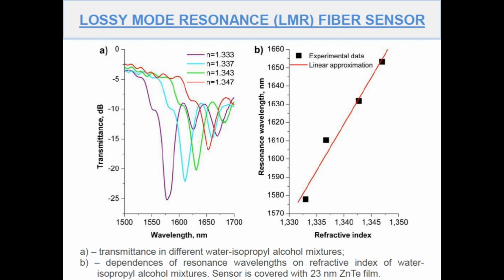To investigate the sensitivity of the fabricated sensors to the refractive index of the surrounding media, a series of aqueous solutions of isopropyl alcohol were prepared. In this experiment, light from a halogen lamp was delivered to the spectrometer, passing through the sensors. The sensitivity of the refractometer for first-order lossy mode resonance amounted to 5,100 nanometers per refractive index unit.